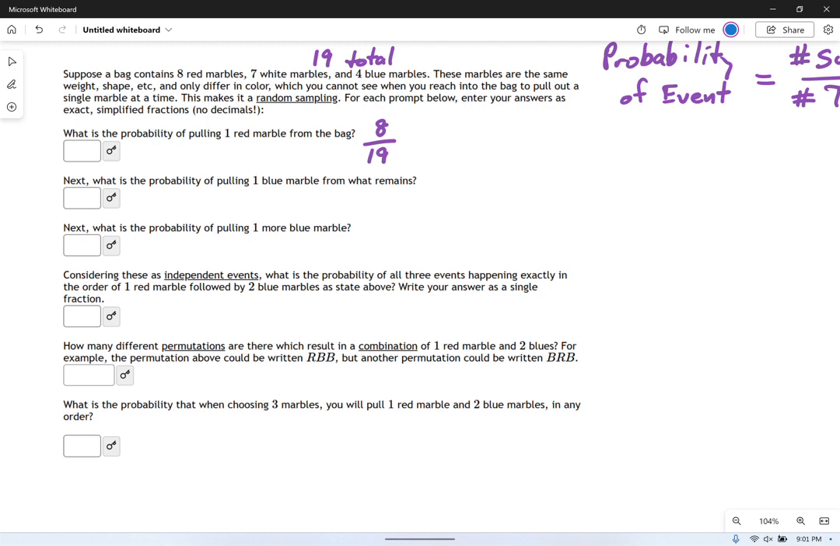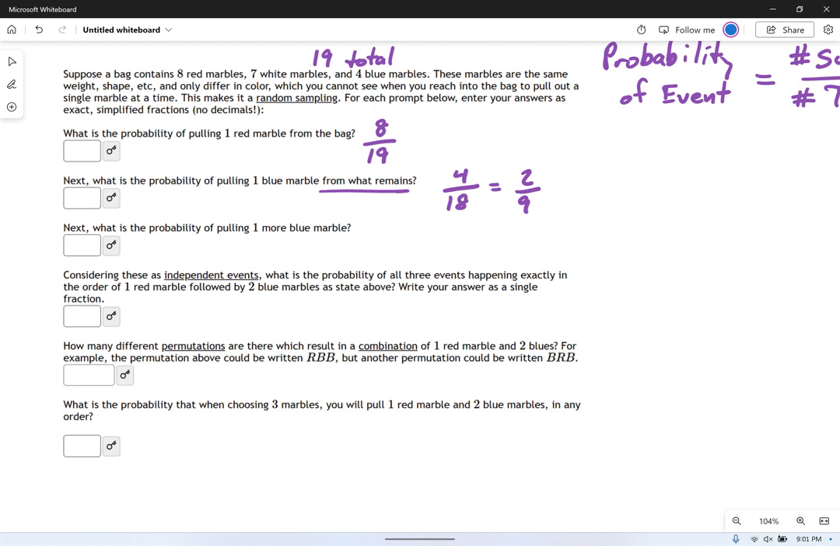Next, what's the probability of pulling a blue marble from what remains? I want to focus on that word for a moment. What remains? How many marbles are there left in the bag? Well, there's not 19 anymore. There's 18. So I take my number of blue marbles, that's 4. These are the number of successes, versus the total number of marbles in the bag. That is now 18. So you can say 4 over 18. You could say 2 over 9 if you want. That's the same probability, right? But that's going to be my answer for this one.